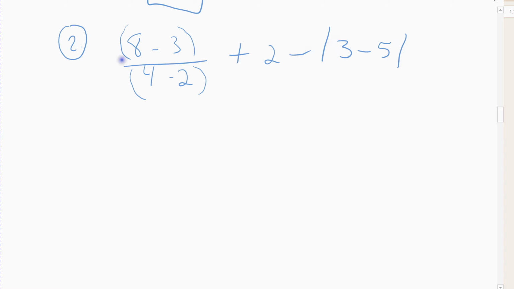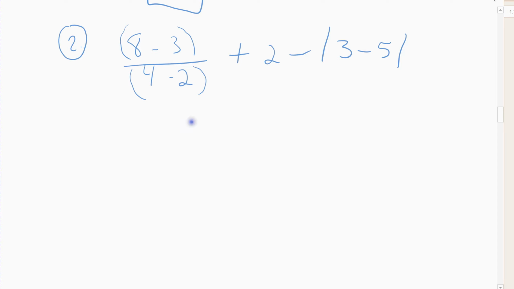Again, the top part of the fraction is considered a group. I have to do that. And the bottom side is considered a group after that. I have to do the 8 minus 3 and the 4 minus 2 before I can take care of the division, the fraction part. Alright, so that's what I'm going to do first.